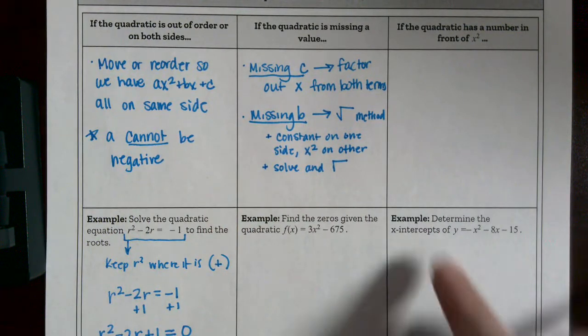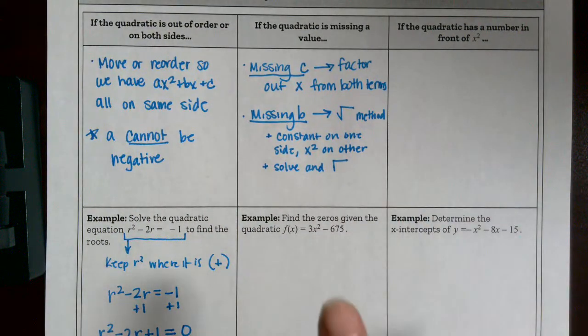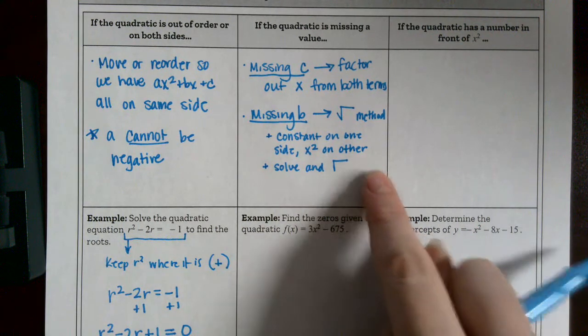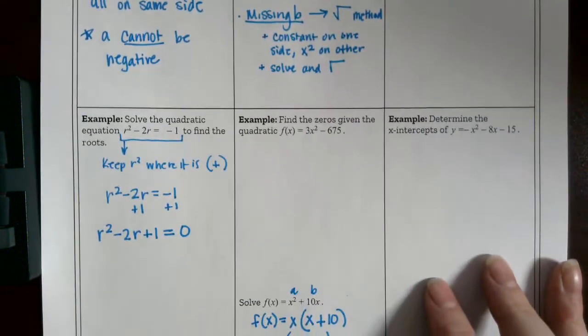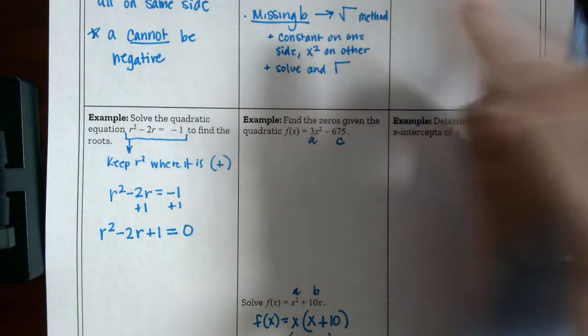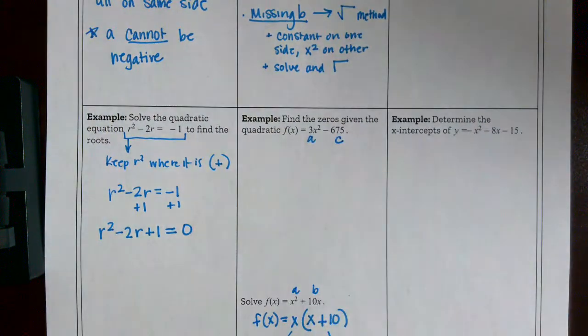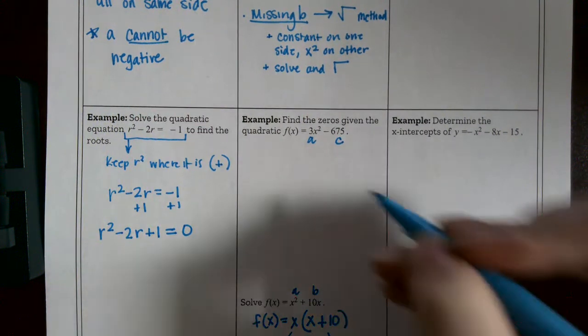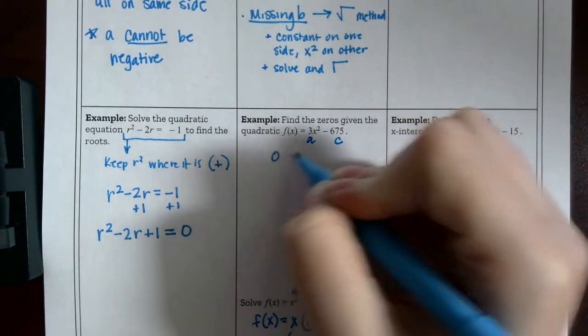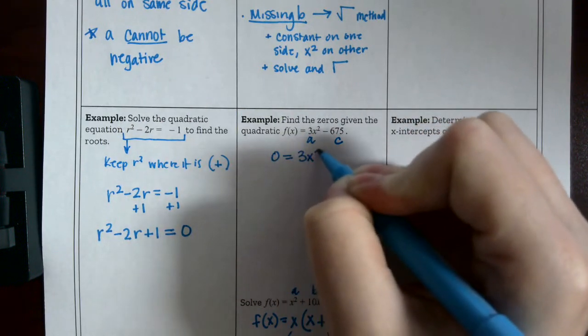Seems a little weird, like these directions. However, once you see the example, you'll know exactly what I'm talking about. So just make sure you have this written down, pause it if you need to, and let's look at this example. So in this case, we have our A and we have our C, but we're missing B. So when you're missing your B value, you can simply change this to 0. So we're going to set this equal to 0.